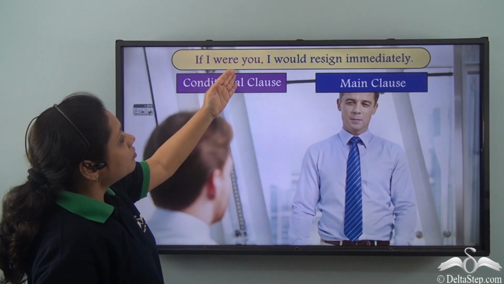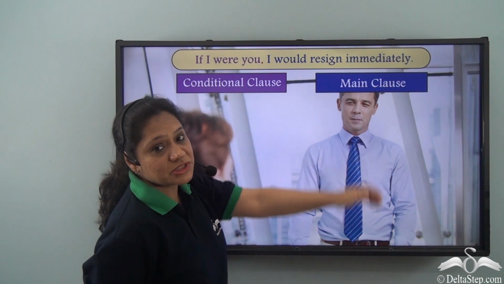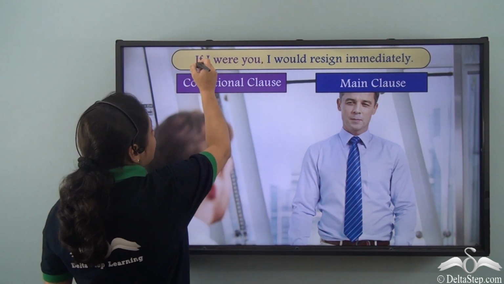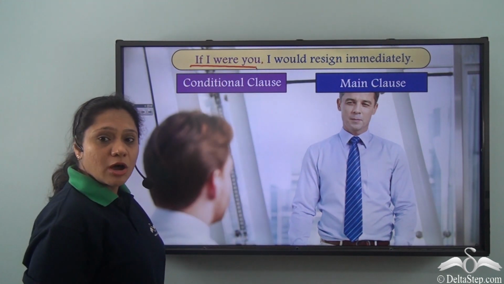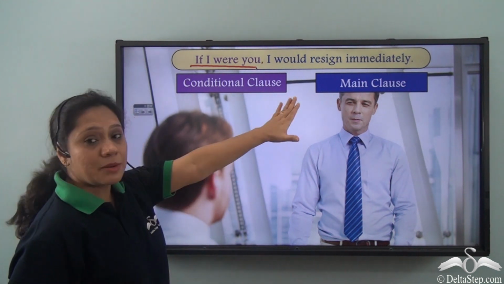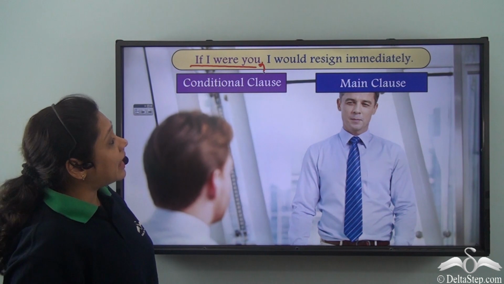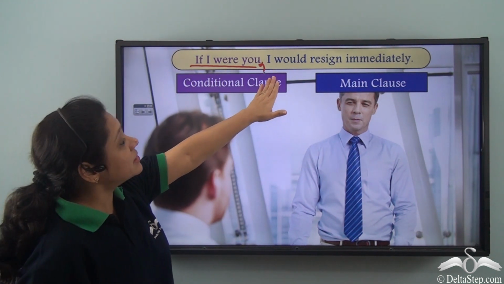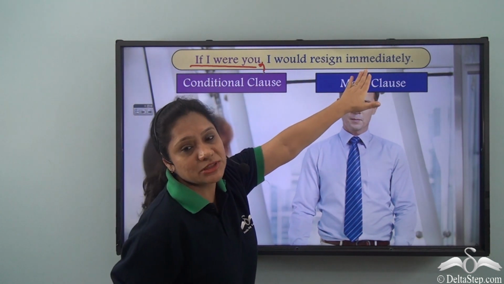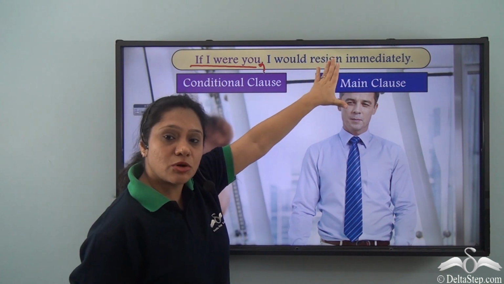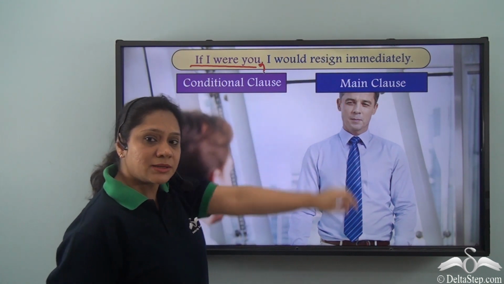If I were you, I would resign immediately. So, if I were you is the conditional clause which has been written before the main clause. So, we have put a comma and then we have written the main clause which is I would resign immediately. So, the main clause is showing the result or the effect.